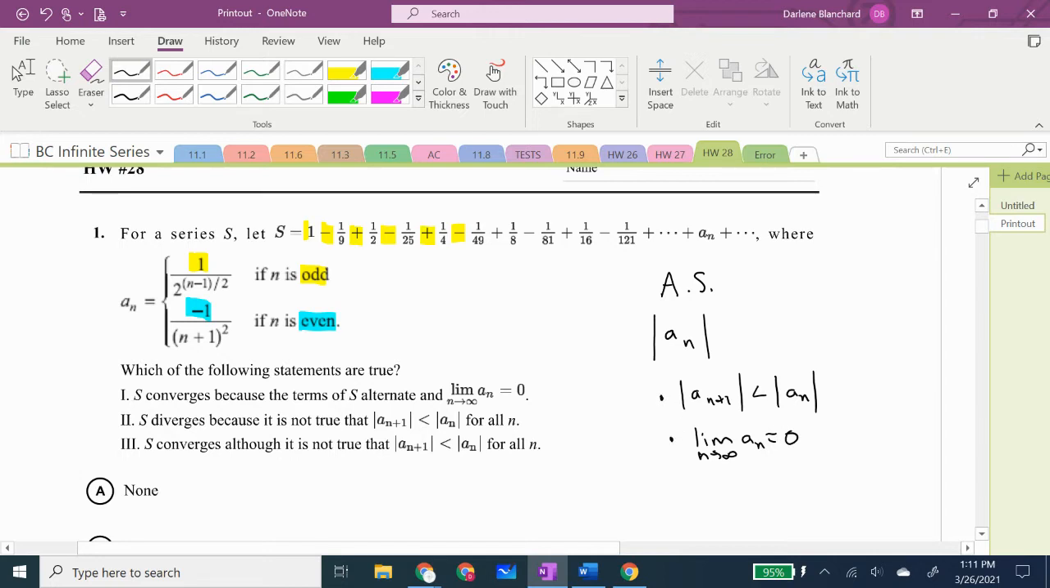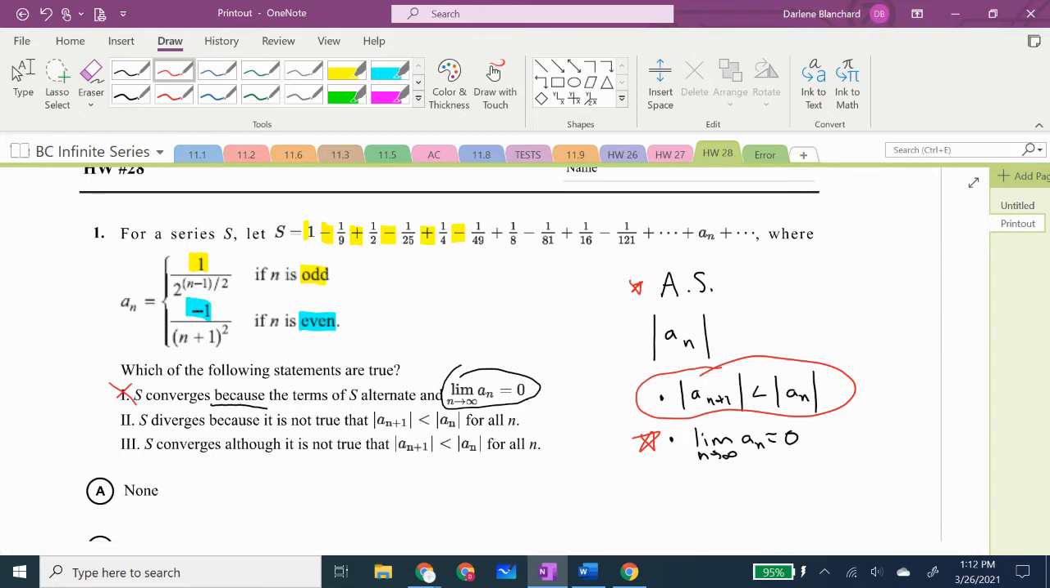When you read Roman numeral 1, it says that S converges because the terms of S alternate and the limit is approaching 0. That is not enough. That is leaving out this part. It does not converge because of only the fact that it is an alternating series and the limit approaches 0. That's out. The only things left are either it diverges or converges, but let's make sure that we understand why it says what it says.